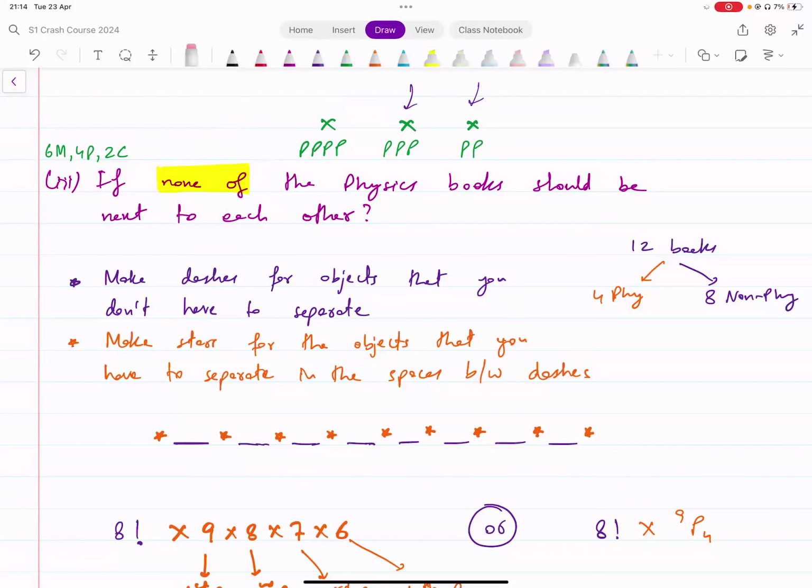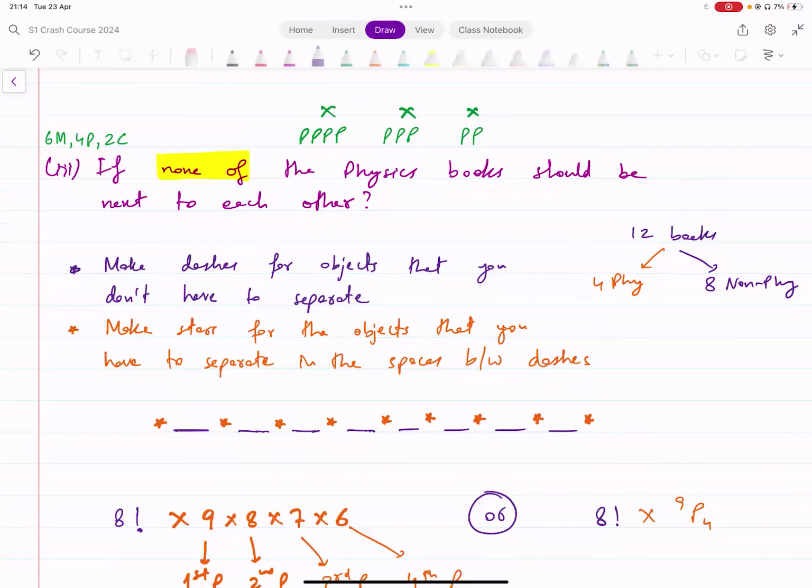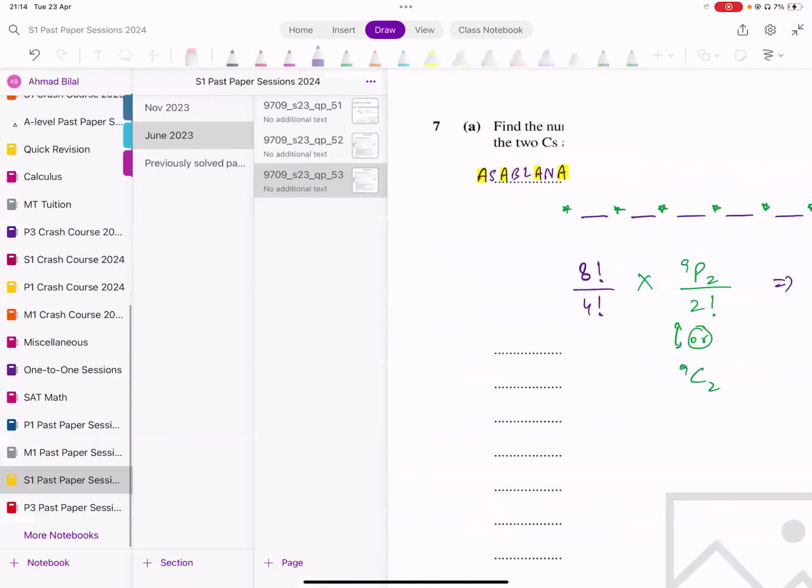In such cases, when you have to separate all objects, no 2 can be together. In this case, you have to use the dashes and stars method. Total minus together would not work here. You have to use this method. Okay, all right, let's go back to this.